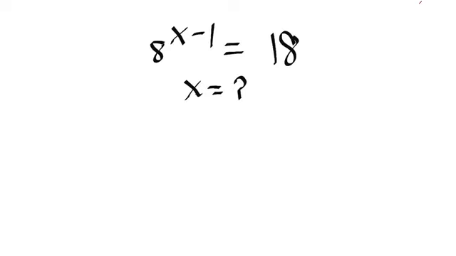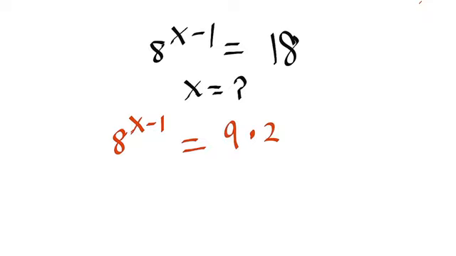8 to the power of x minus 1 equals 18. So we want to know the value of x. Now what we're going to do here: I have 8 to the power of x minus 1 equals 18. I can write 18 as 9 multiplied by 2.